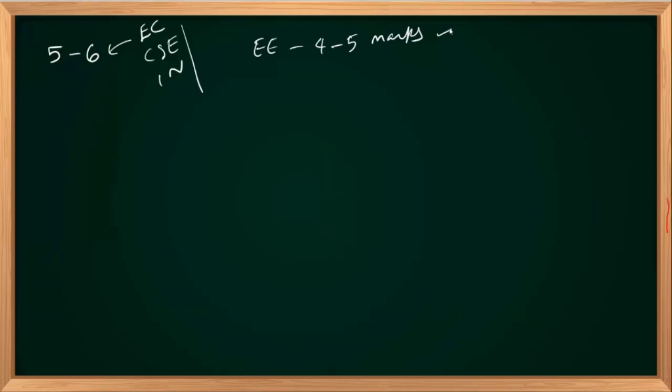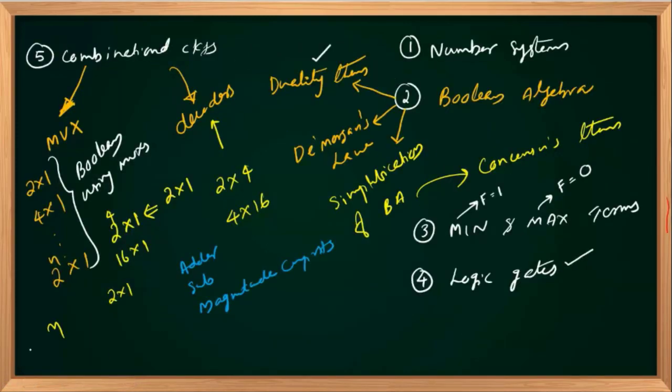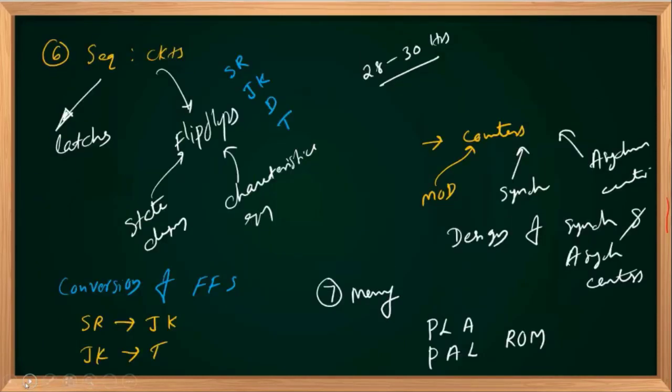Okay, this is the overview about the subject, digital electronics, and we'll be keeping the same order. We'll start from number system, we'll go in the same order 1, 2, 3, 4, then combinational circuits, then comes sequential, then we'll wind up after discussing memory.